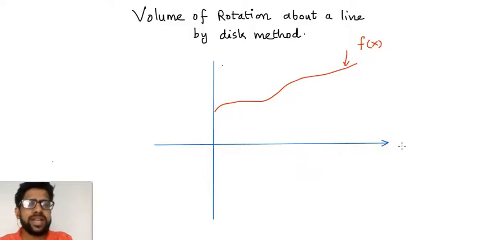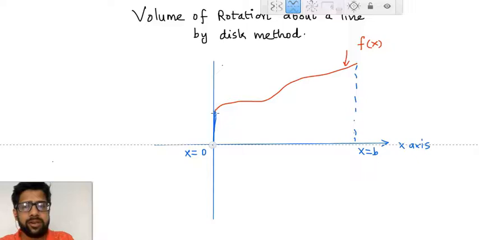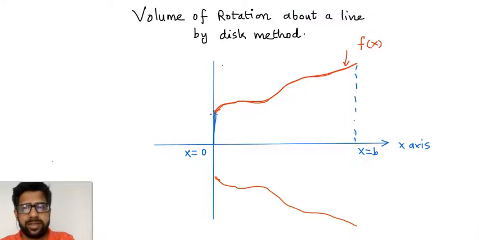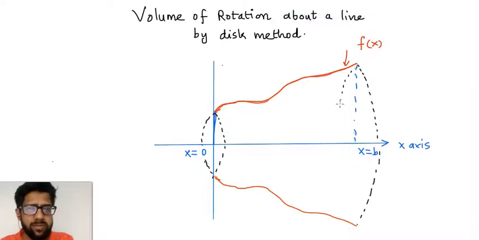So let's say we are rotating this area about the x-axis. So the area bounded by this particular function from say x is equal to 0 here to some x is equal to b will look something like this. So let me draw the solid which will form by the rotation of this area between the limits, and after the rotation we will see a solid like this. I'm trying my best to draw a good diagram here. So this is the kind of solid that will form.